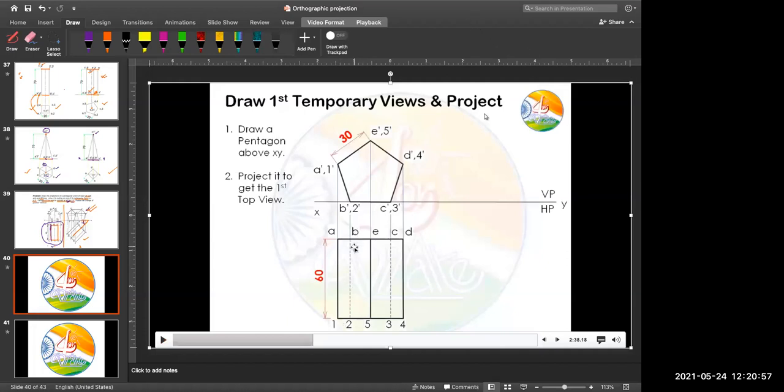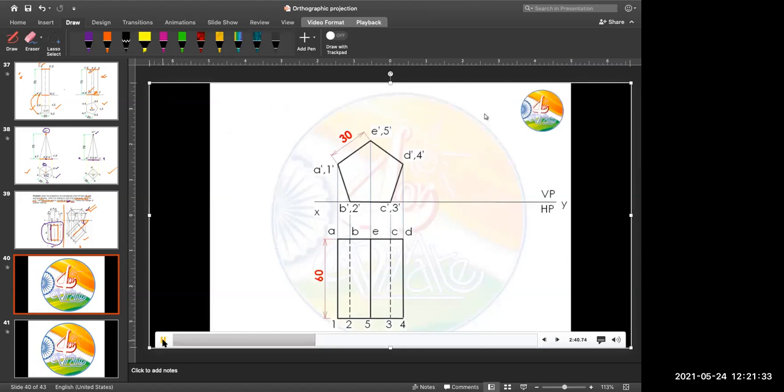Here in the top view, you can see the line connecting this point B and 2. If you see this pentagonal prism from the top, this B2 will not be visible in the top view. Similarly, if you see this prism from the top, C3 will also not be visible. So these are represented by hidden lines or dash lines. That's it. This is the first temporary view.